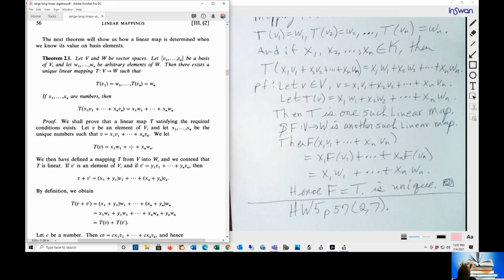So T is unique. So again, this Theorem 2.1 here is telling us that linear mappings are completely defined by how they're defined on a basis of the vector space. So if you know how the mapping is defined on the basis vectors, then the linear mapping is completely and uniquely determined. So that's what Theorem 2.1 tells us.